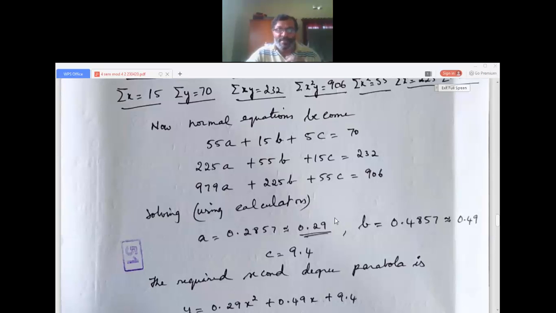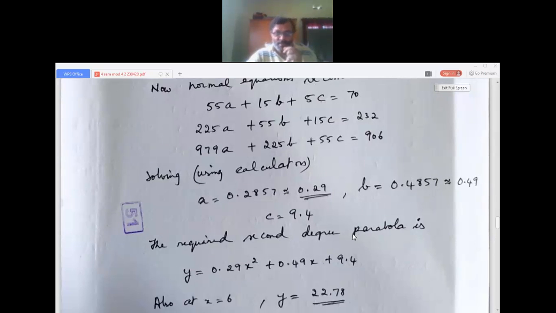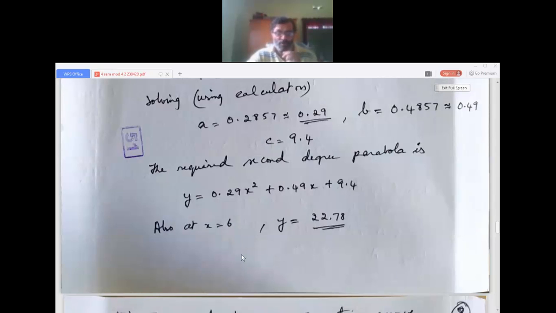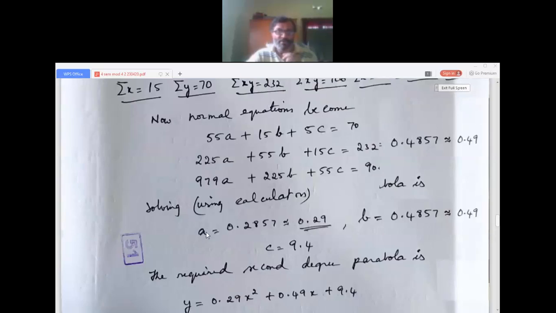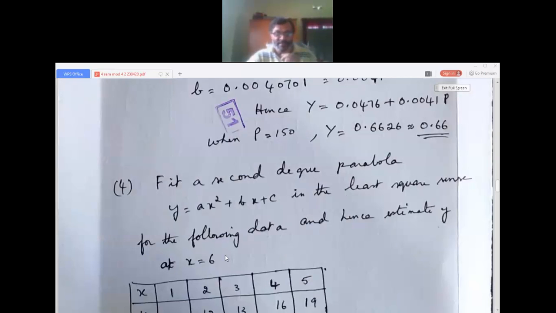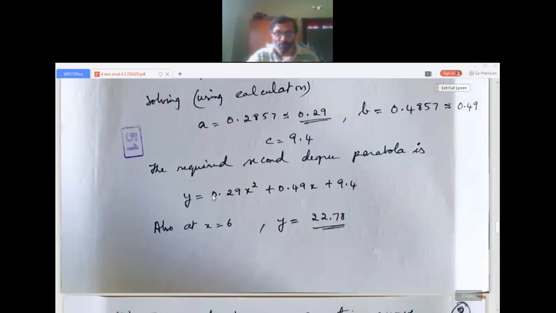Now the required second degree parabola: put the values in the original equation y equals ax squared plus bx plus c. A I have taken 0.29x squared plus b is 0.49x. You can write to 4 decimal places 0.2857x squared plus 0.4857x plus 9.4. Now they have asked in the question, estimate y at x equals 6. So put x equals 6 and you will get the value of y. The answer should be 22.78.